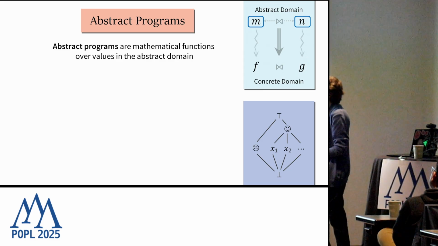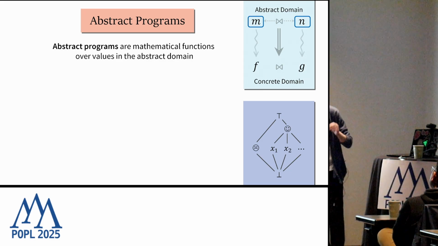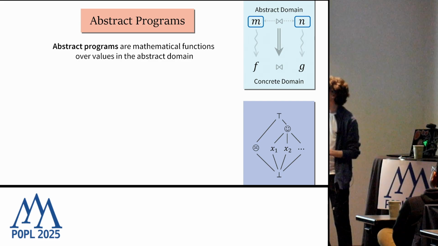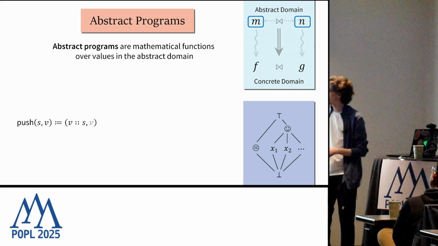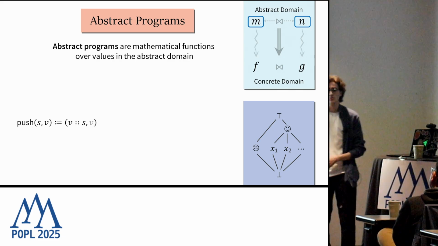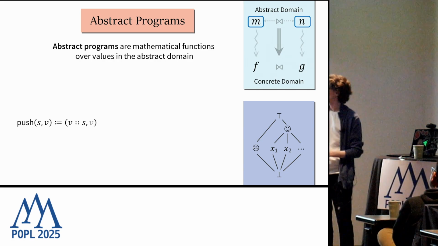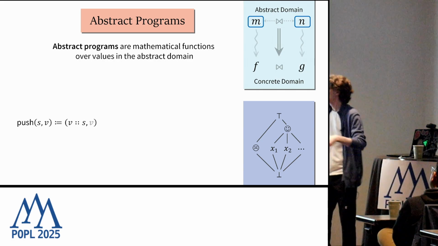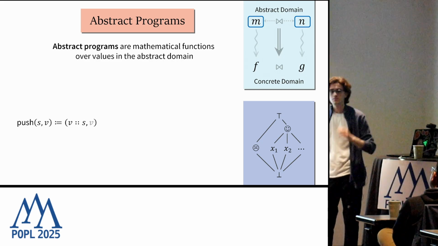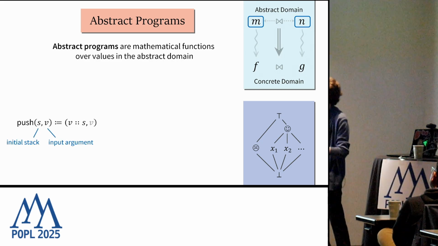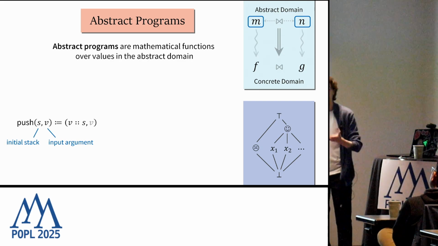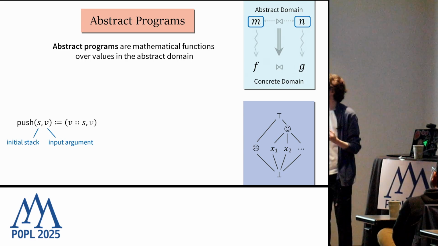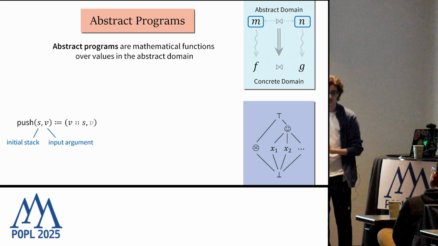Now, abstract programs, as we said, are pure mathematical functions operating over the values in our abstract domain. So looking at an example, now we have a nice simple implementation of push in our abstract space. It takes in our list of values S and pushes the value V to it. But you might notice that push takes in two arguments, the initial stack and also this extra cell with its input argument. So in fact, this is going to be the case for all three of our operations.